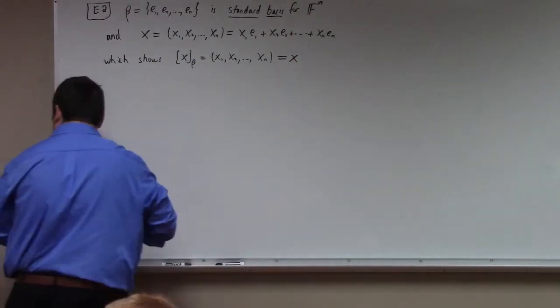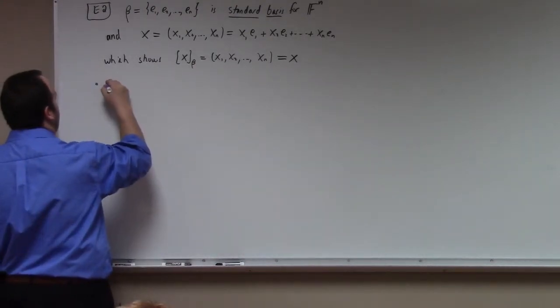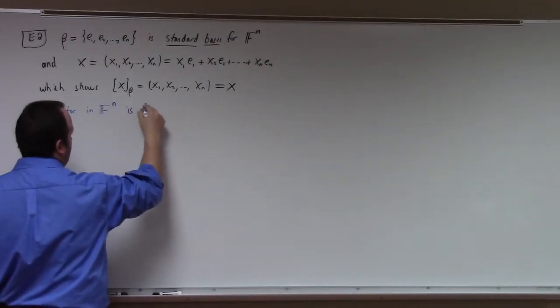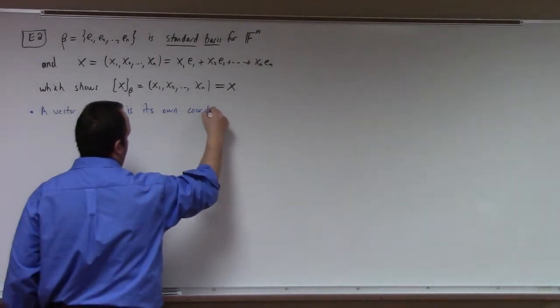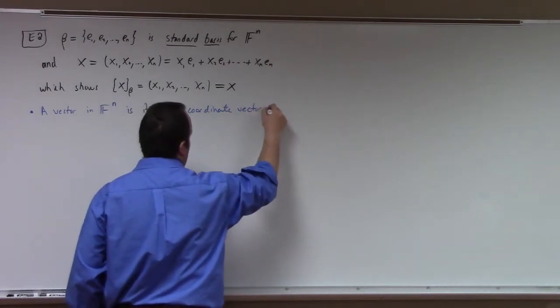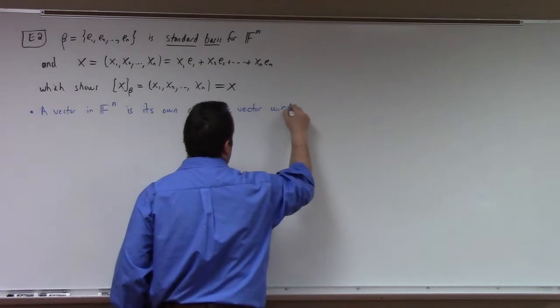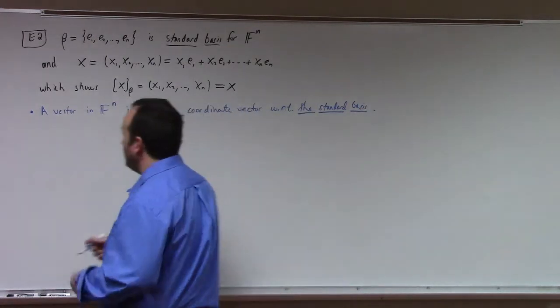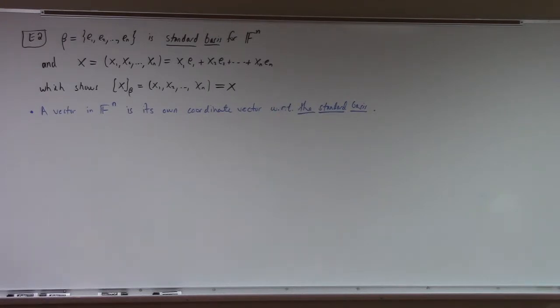So let me write that in words. A vector in Fn is its own coordinate vector with respect to the standard basis. So this is why we didn't need the concept of a coordinate vector up till this point, right? Because we just worked with vectors themselves. This concept was not needed because we were using the standard basis to write everything, essentially. But once you start using a non-standard basis, then the question becomes interesting, right?